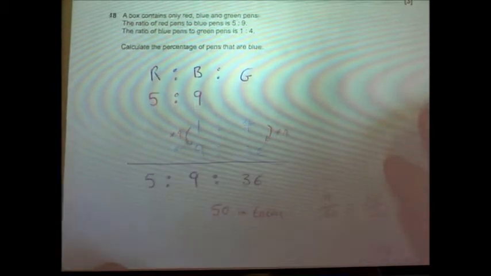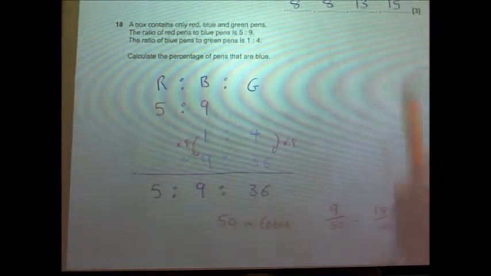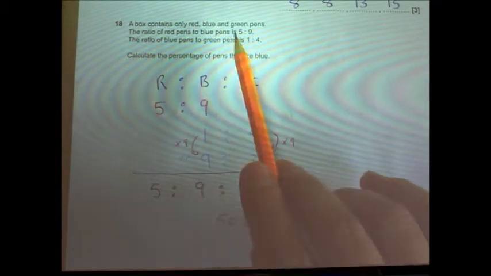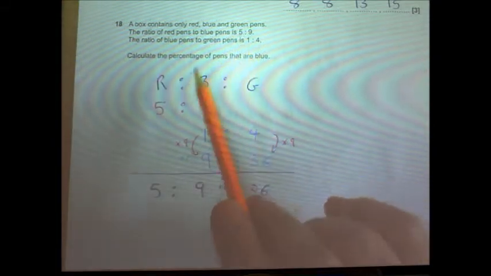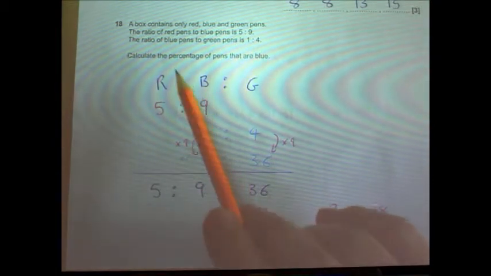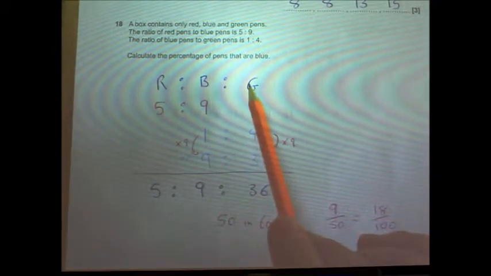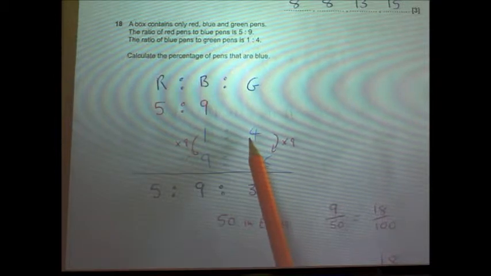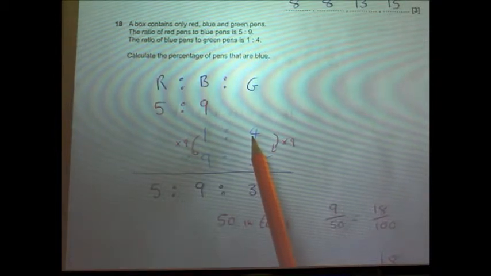They love their ratios in this paper. A box contains only red, blue and green pens. The ratio of red pens to blue pens is 5 to 9. Right, there you go. Red to blue, 5 to 9. Get that written down. The ratio of blue pens to green pens is 1 to 4. And I've written it in blue here, 1 to 4. What percentage of the pens are blue?